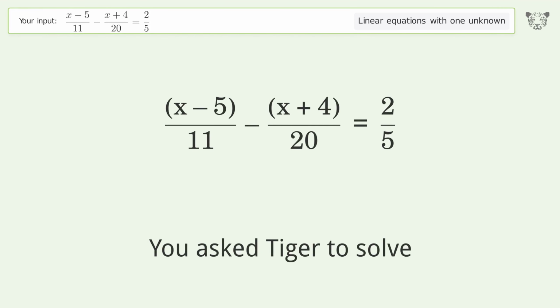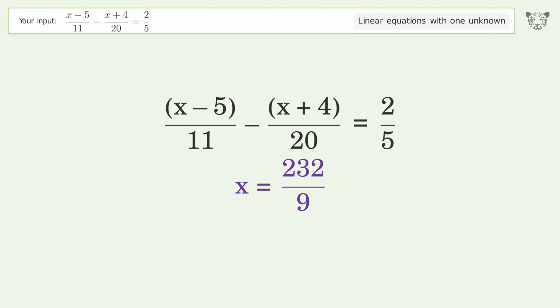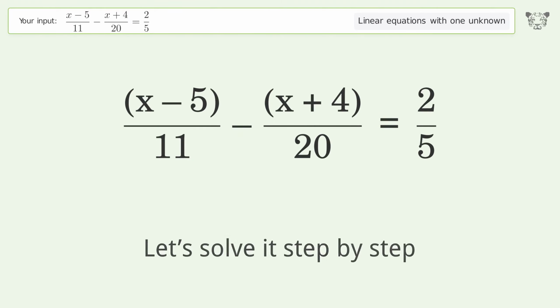You ask Tiger to solve. This deals with linear equations with one unknown. The final result is x equals 232/9. Let's solve it step by step.